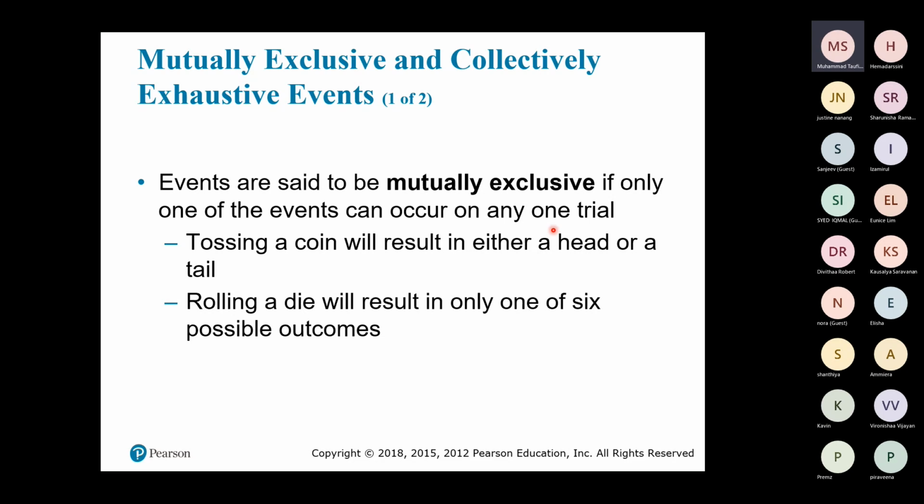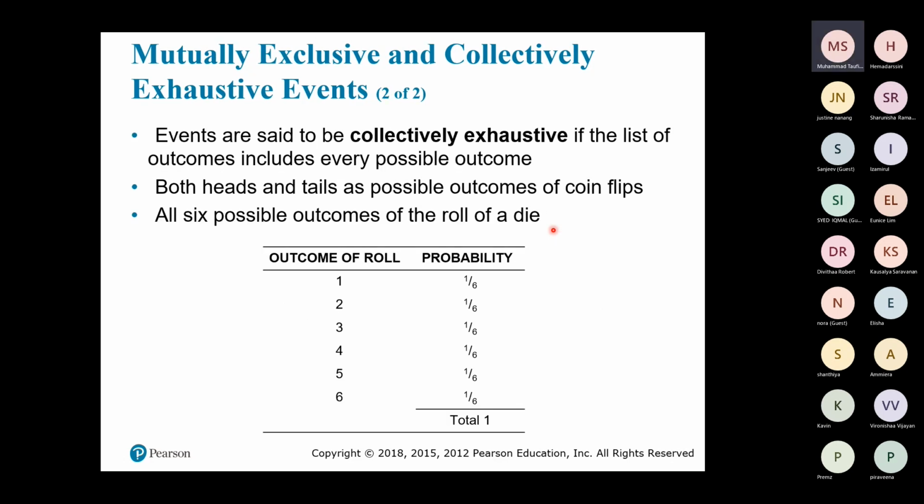So that one is what we call mutually exclusive. It means that you can only get one outcome out of your experiment. Only one outcome. So that is mutually exclusive. And then events are said to be collectively exhaustive if the list of outcomes includes every possible outcome.